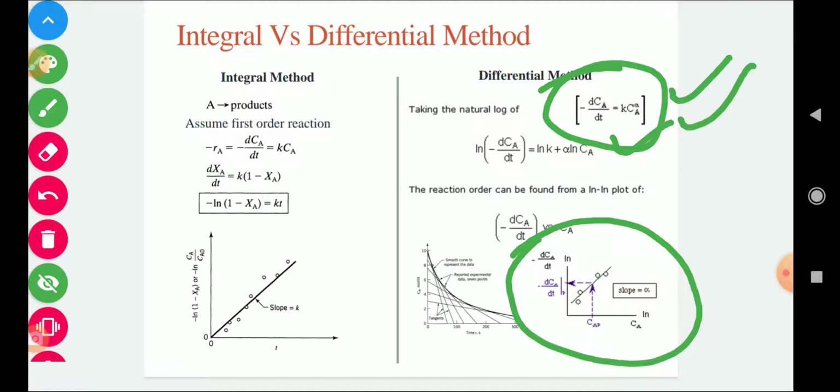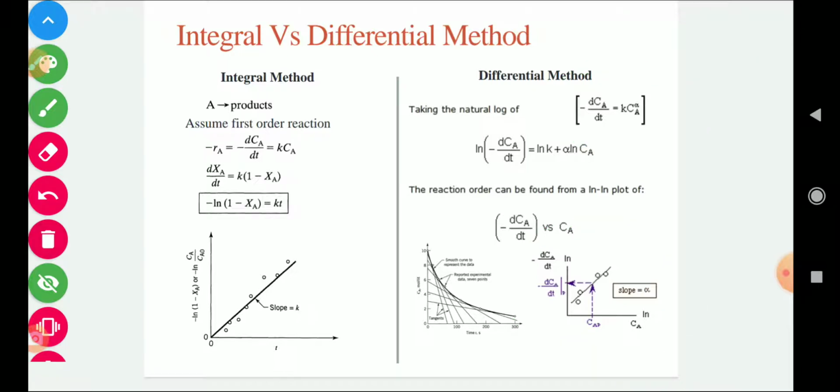So if it gives a straight line, then for that particular case the slope of that line will be alpha. So alpha is order of reaction. So in that way we can calculate the order of reaction. Similarly, its intercept is log k, and if we take anti-log of that value, then it will give value of rate constant. So in that way we can calculate order of reaction and rate constant.